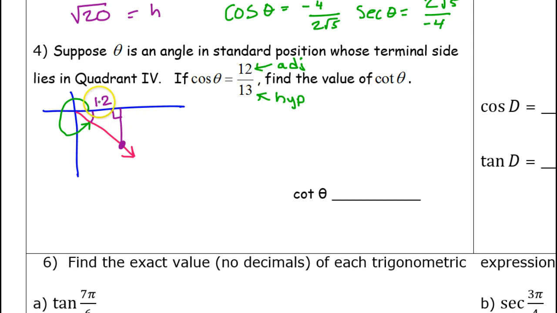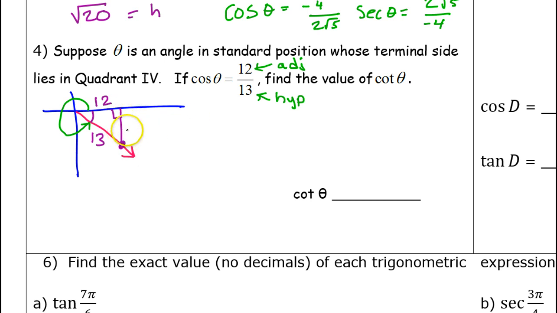Now I have to ask myself, should it be positive or negative? Because it is to the right, I'm going to put a positive 12. If it had been to the left, I would have put negative 12. Now the hypotenuse, this sort of radius, is always going to be positive. You never put a negative hypotenuse no matter what. So anyway, that 13 is going to go right there.